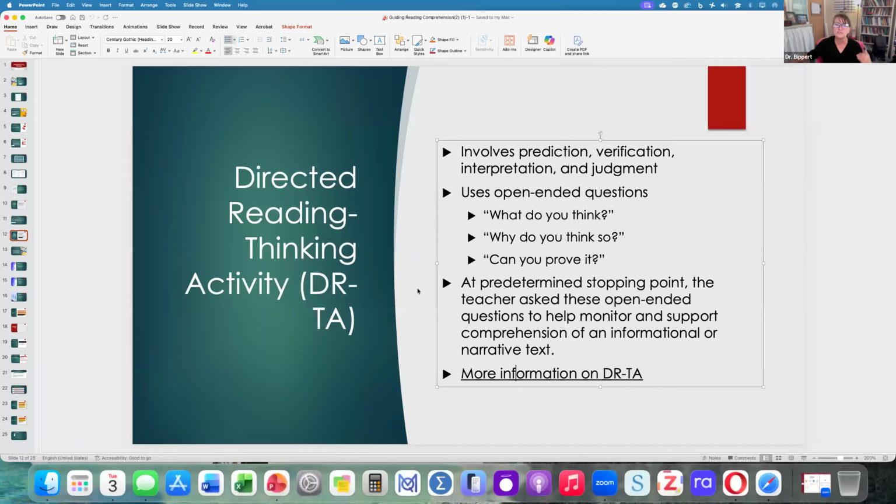It's a great strategy for chunking that text, especially if it's a long text or a video or whatever. Have them stop, think, respond to a question, then move on. And if they can't answer the question, what does that tell them? That tells them they need to go back and revisit what they've read so that they do understand how to answer the question. Okay, moving on.